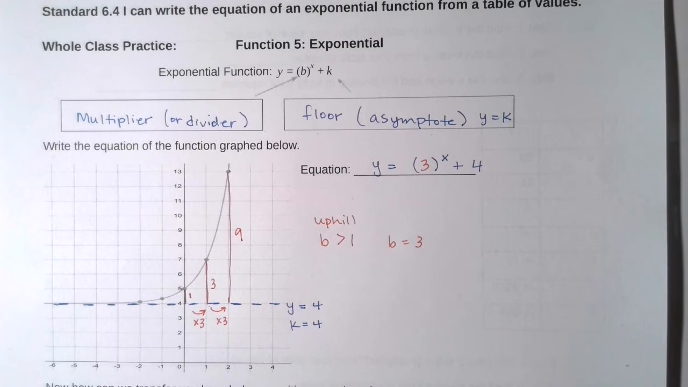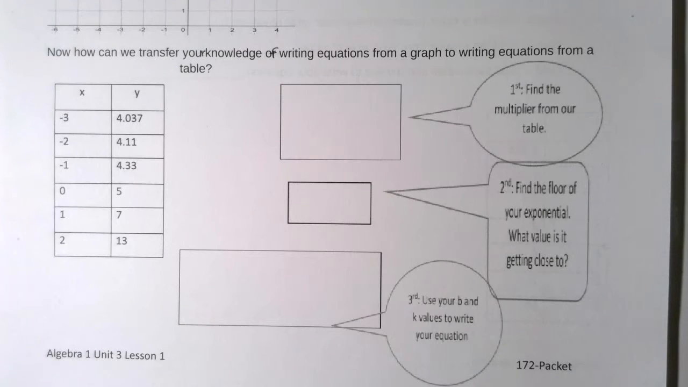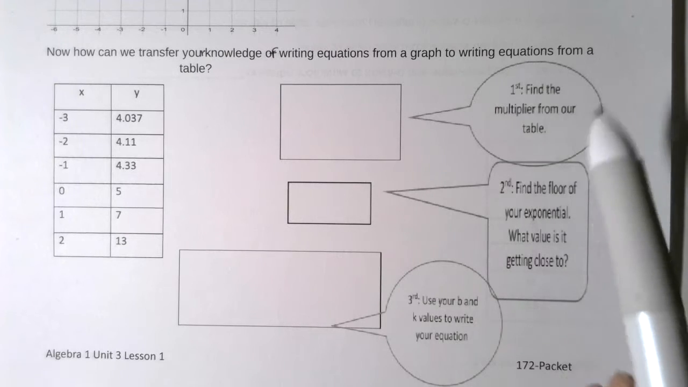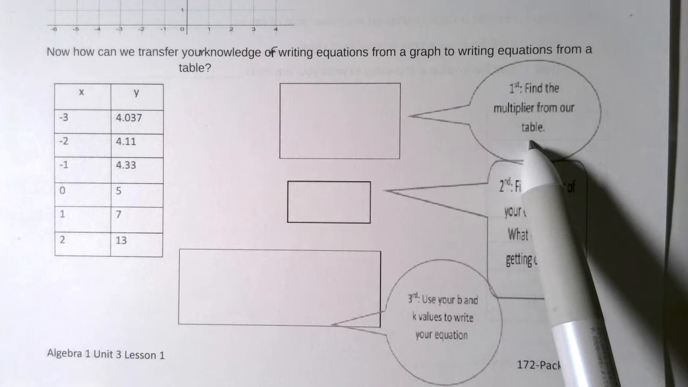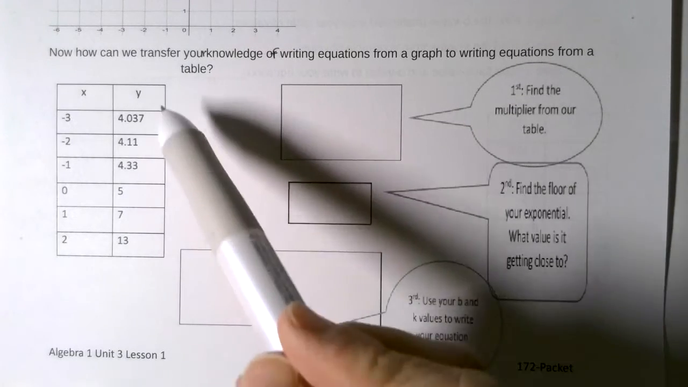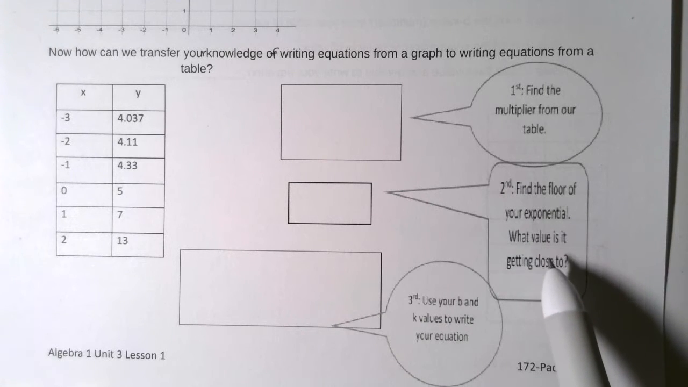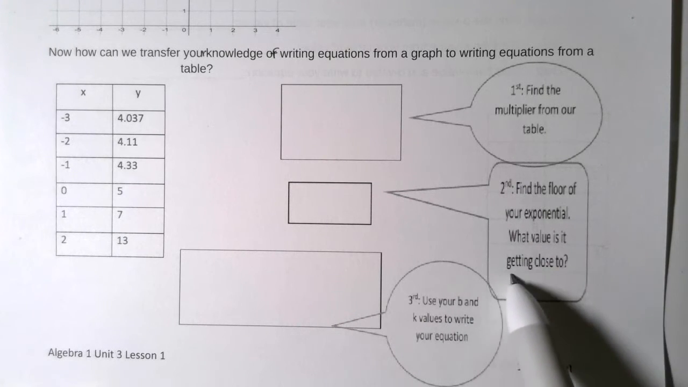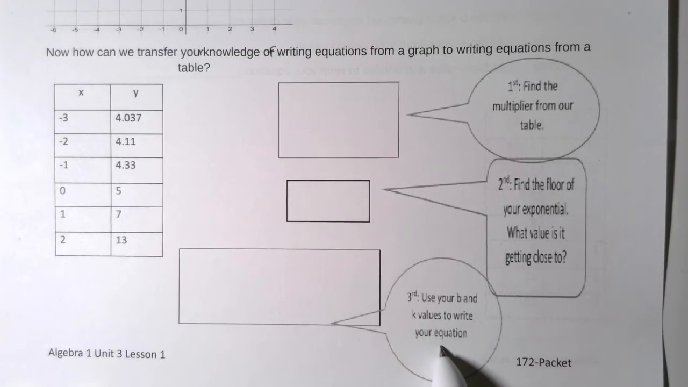Now let's take that knowledge that we have about writing equations from a graph to writing equations from a table. So there will be similar steps to how we've done this before. First, you're going to find your multiplier from the table, and we'll talk about how to do that. That's going to be looking at our change in y again, and then looking at what the multiplier is between those values, and then finding the floor of the exponential. So what value are we getting really close to in our table? And then using our b and k values to write the equation.